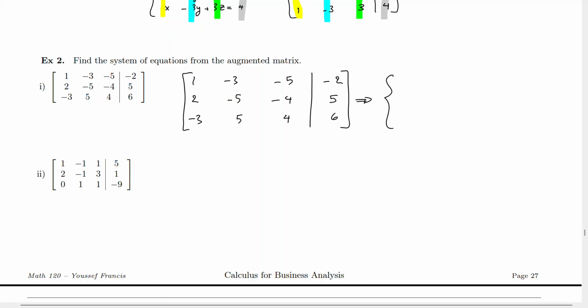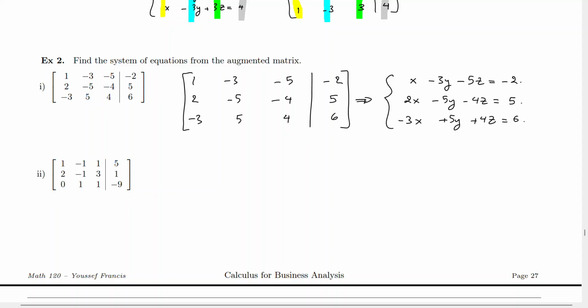The nice thing here is I get to pick the letters I want to use for my variables, so I'm going to pick x, y, and z. Remember, this is where the equal sign used to go, and these are the numbers that go after the equal sign. So for my first equation, I'll have 1x, or just simply x, minus 3y, minus 5z, equal to -2. That's the end of the first equation. Second equation, we'll have 2x minus 5y minus 4z equals 5. And finally, the third equation is -3x plus 5y plus 4z equal to 6. So that's how that works.